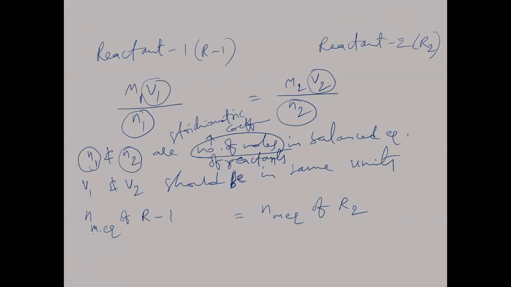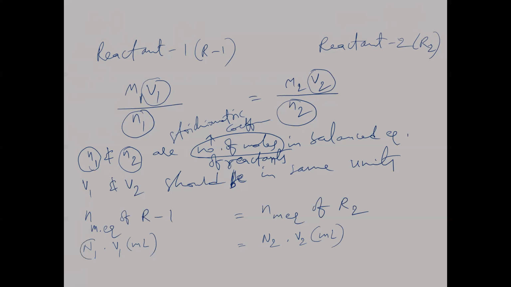Okay, so what is the formula for the number of milliequivalents? N1 into V1 in ml. That means the normality of the first reactant into the volume of the first reactant in milliliters. Here what we take is equal to N2 into V2 in ml. So volume in ml should be taken here.